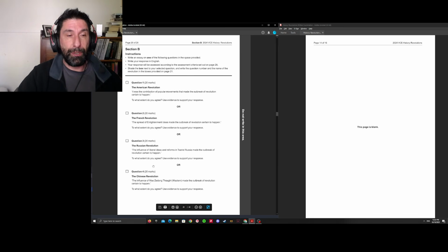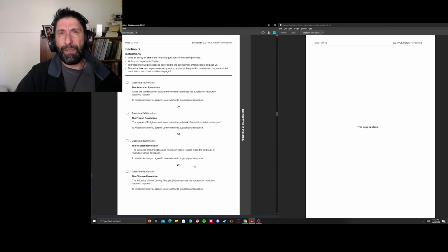Just make sure that you're including lots of evidence from your own knowledge. This is just asking you to use evidence to support your response. I would avoid referring to sources; you don't need to refer to the sources in the source booklet. You've got lots of your own knowledge. Show the examiners your own knowledge. Excite the examiners with your own knowledge and show them why you deserve very, very high marks in your essay part of the exam. All right, I think that is it.